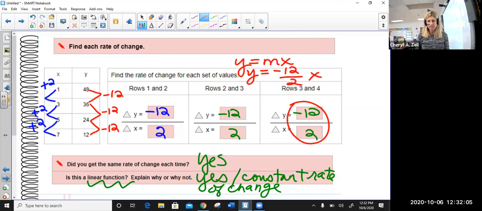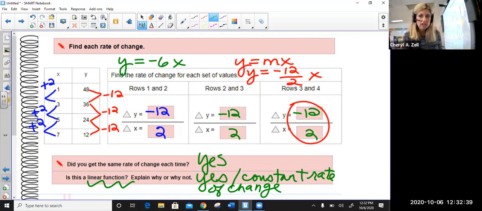Well, that looks kind of funny, right? You always want to reduce it to lowest terms. If you just left it at -12 over 2, it would be technically correct, but you always want to put it in simplest form. So simplest form would look like this. -12 divided by 2 is a -6. So y equals -6x.